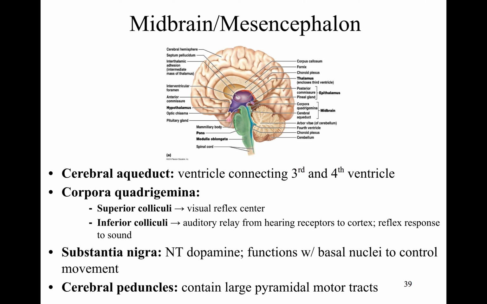So these large pyramidal neurons have to extend all the way down through the brainstem, and they're going to run down through the cerebral peduncles of the midbrain. So the cerebral peduncles contain large pyramidal motor tracts, which are conveying motor output to effector organs.